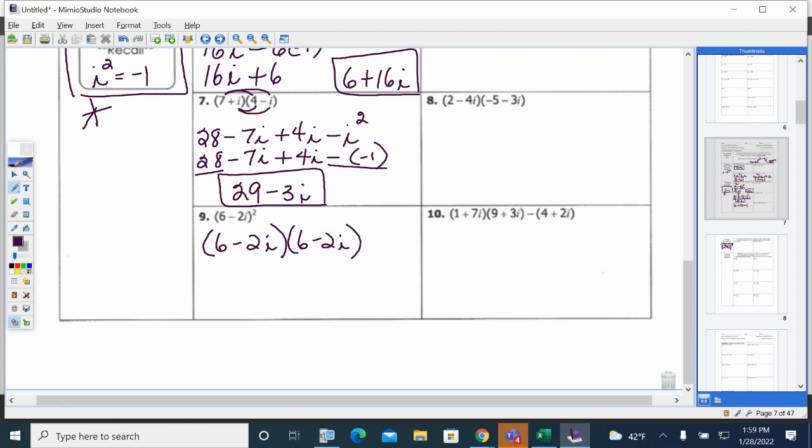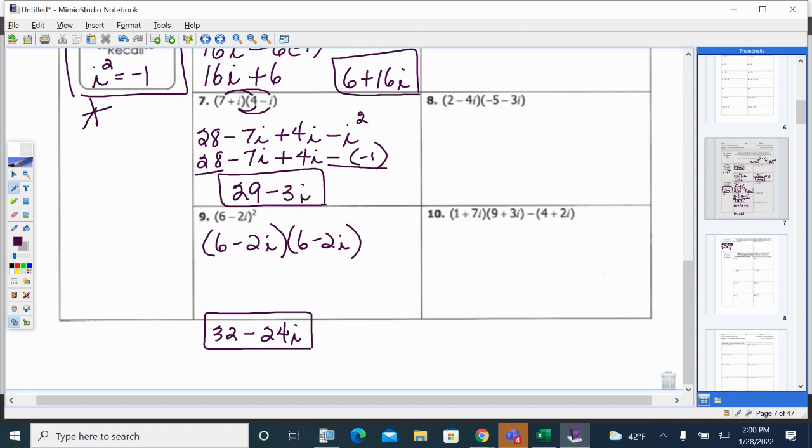A very common mistake among students is to just square the 6 and square the 2i, but that's not how that works. You need to FOIL this out just like we did in number 7. I can tell you that the final answer on this is 32 minus 24i, but I want to look at number 10.